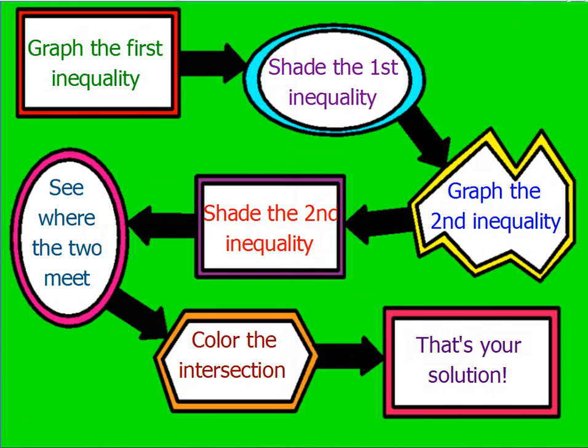Just to wrap this up, we graph the first inequality and shade the first inequality. Graph the second inequality, then shade the second inequality. See where the two shadings meet and color the intersection. And that intersection is your solution. That section contains all points that make both inequalities true.